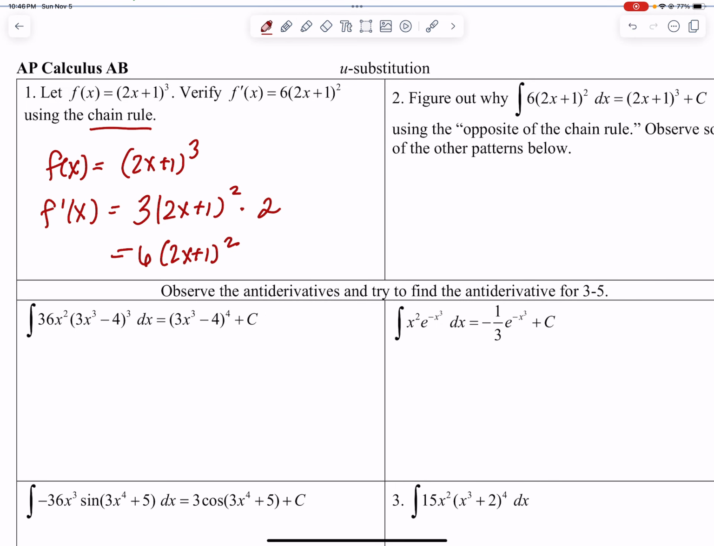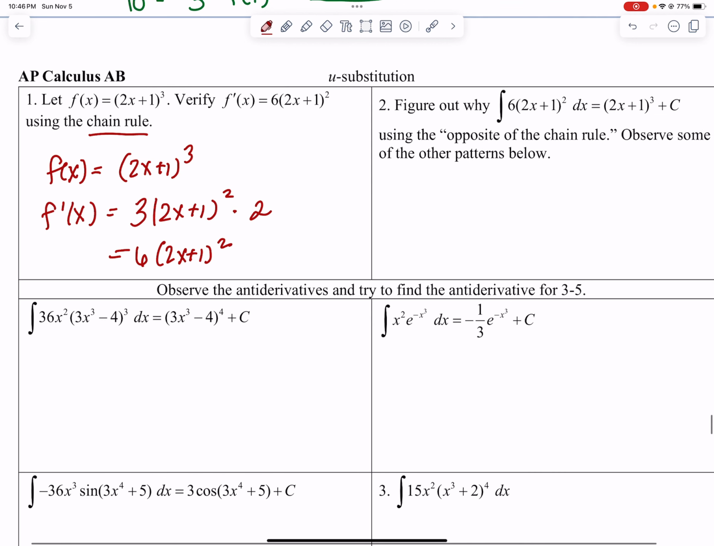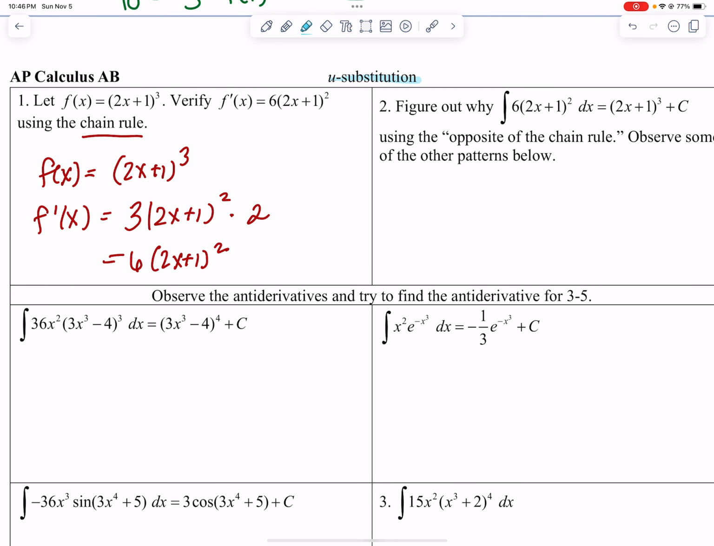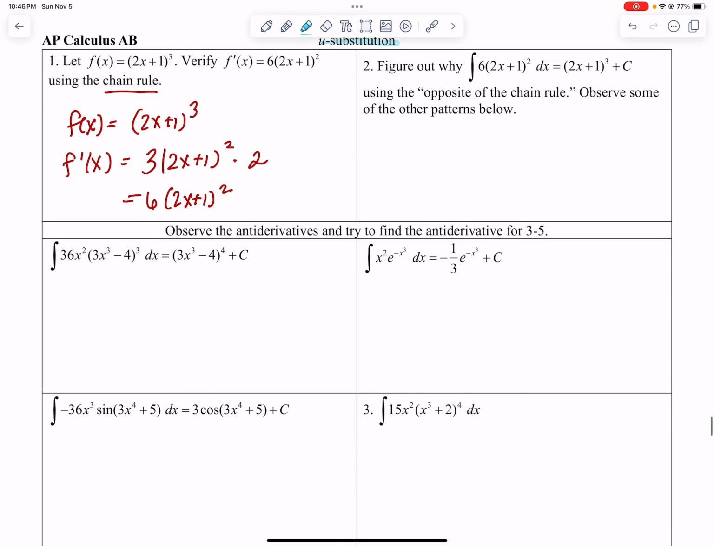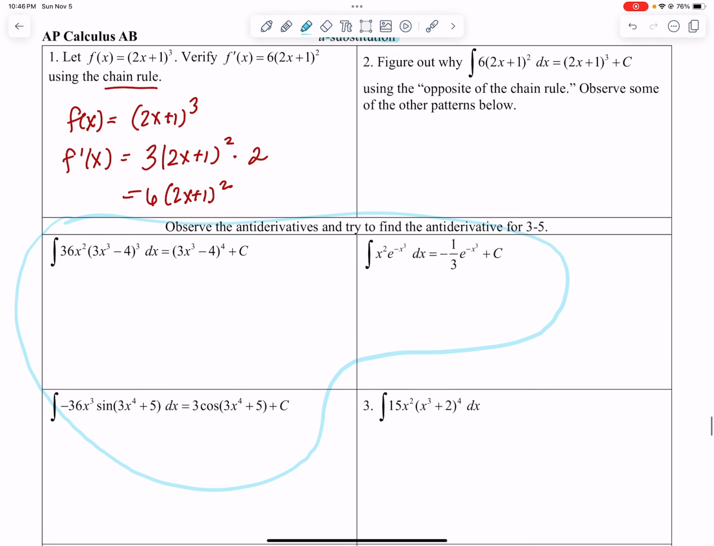Number 2 says we want to figure out why the integral of 6 times (2x + 1) squared dx is equal to (2x + 1) cubed, using the opposite of the chain rule, which is going to be, plot twist, u-substitution. We're going to observe some of the other patterns below, so these right here. So pause the video, think about why this works, and then we'll talk about why.